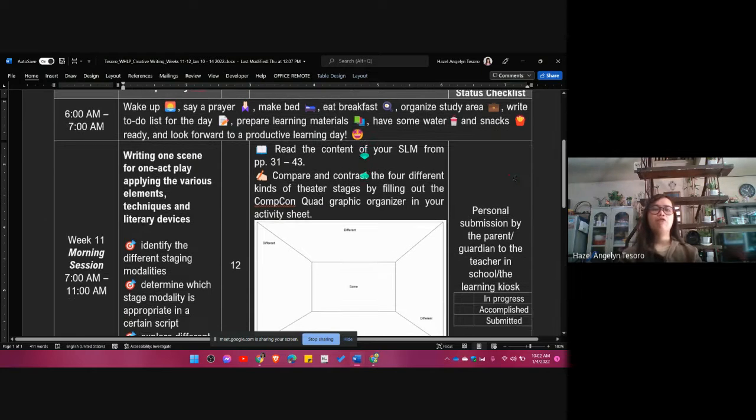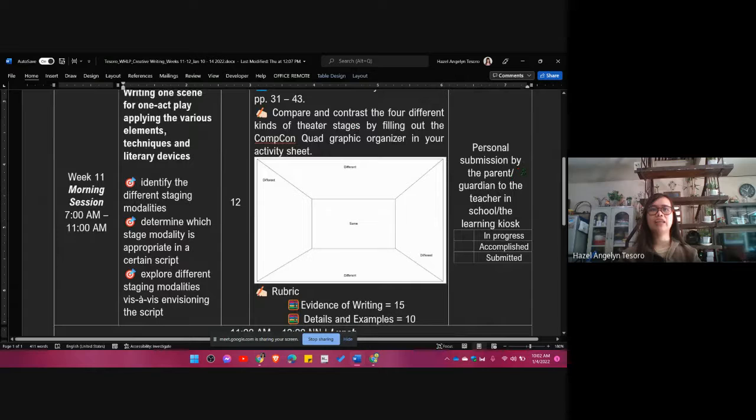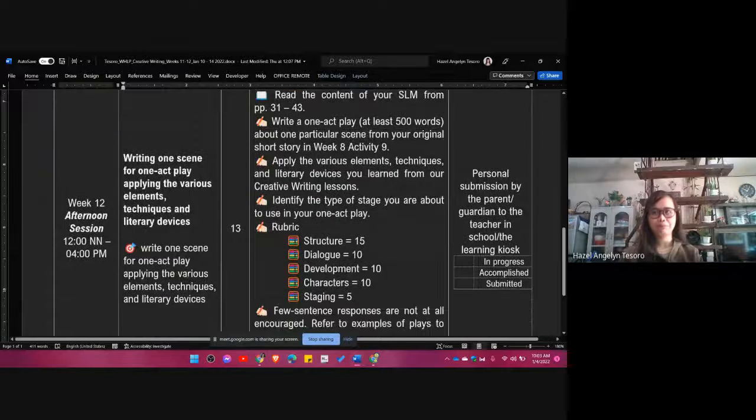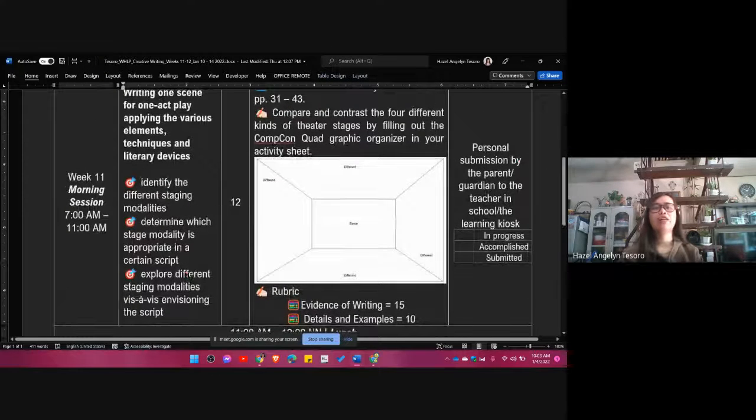So, for the morning session, you are to write a one-act play applying the various elements, techniques, and literary devices you learned from the previous sessions. These are the separated competencies, and here you are to identify the different staging modalities, determine which stage modality is appropriate in a certain script, and explore the different staging modalities vis-a-vis envisioning the script.